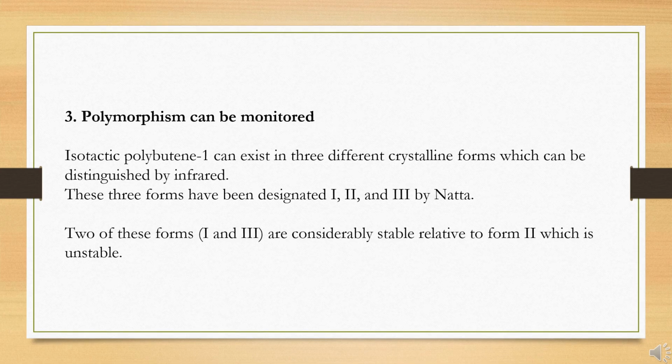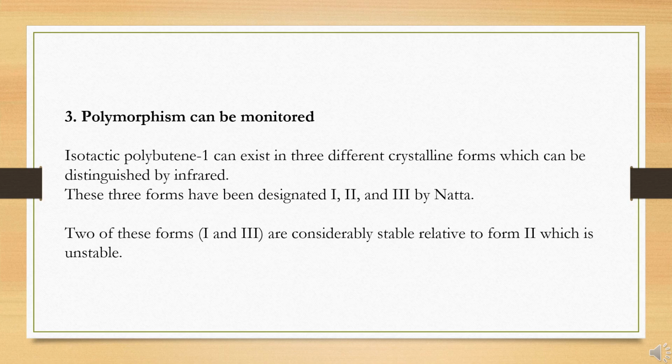Lastly, polymorphism can be monitored by using IR spectroscopy as well. All of the changes can be recorded and displayed on the IR spectrum. So, what is polymorphism? Polymorphism is the ability of an object to take on many forms. For this, I'll be using isotactic polybutene-1 to explain it.